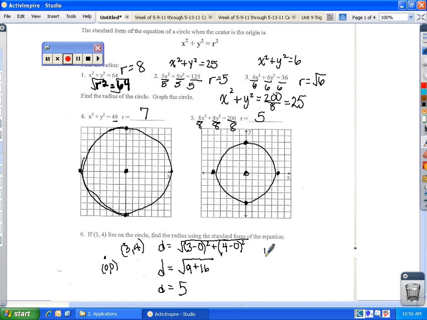So if the radius is 5, the standard form of the equation is x squared plus y squared equals your radius squared. Or you can simplify that to x squared plus y squared equals 25.